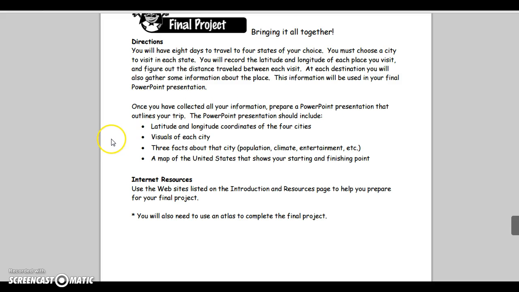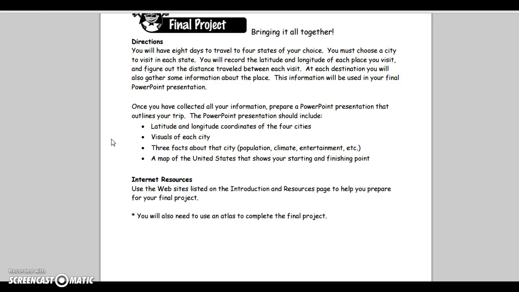Alright, so the directions for the final project. You're going to have 8 days to travel to 4 states of your choice. You must choose a city to visit in each state. You will record the latitude and longitude of each place you visit and figure out the distance traveled between each visit. At each destination, you will also gather some information about the place. This information will be used in your final PowerPoint presentation.